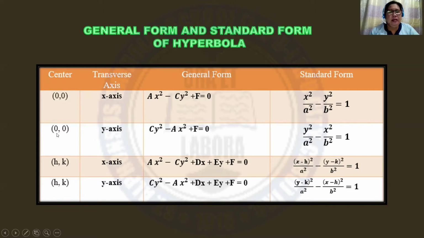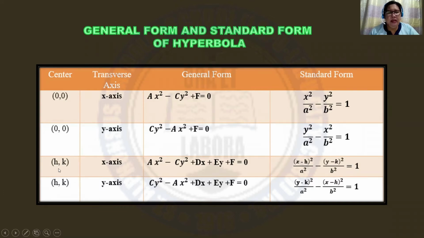If the center is at the origin and the transverse axis is the y-axis, the general form is cy² − ax² + f = 0. And the standard form is y²/a² − x²/b² = 1.